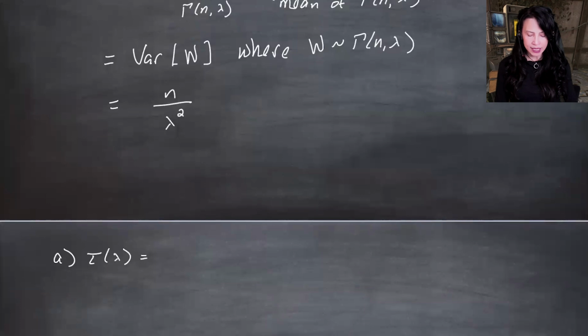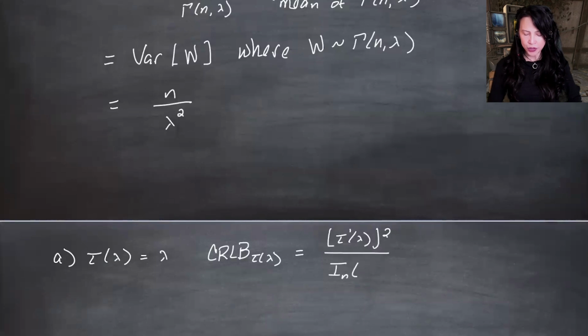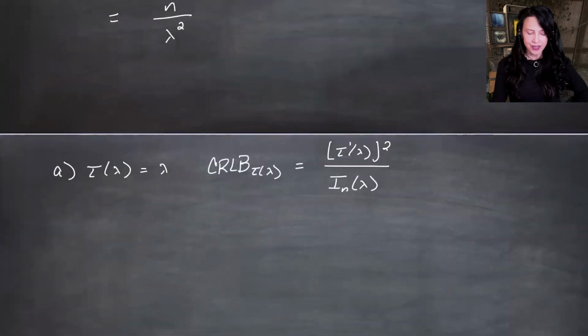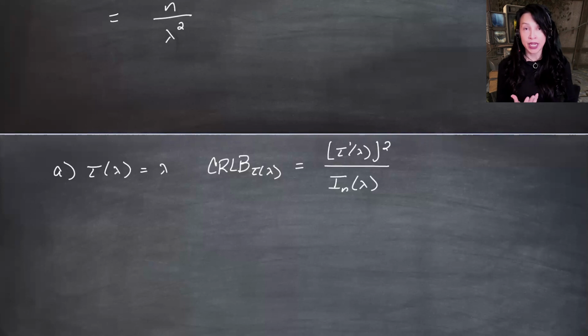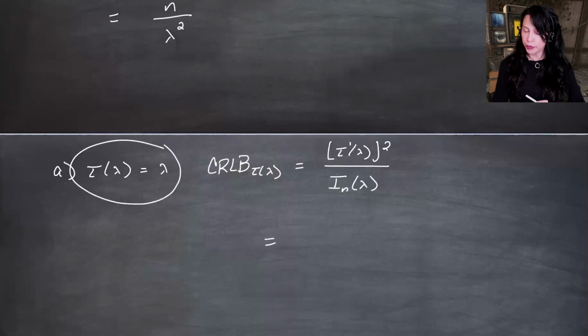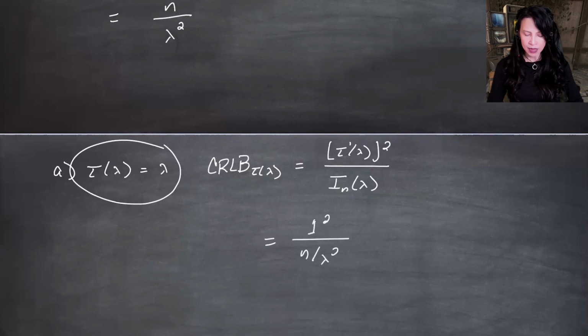If tau of lambda is lambda, then the Cramér-Rao lower bound for tau of lambda is tau prime of lambda squared over this n-dimensional Fisher information. It's a one-dimensional thing, but it's the Fisher information based on all n pieces of data. Continuing, the derivative of this with respect to lambda is 1, so I get 1 squared over n over lambda squared, and we get lambda squared over n.